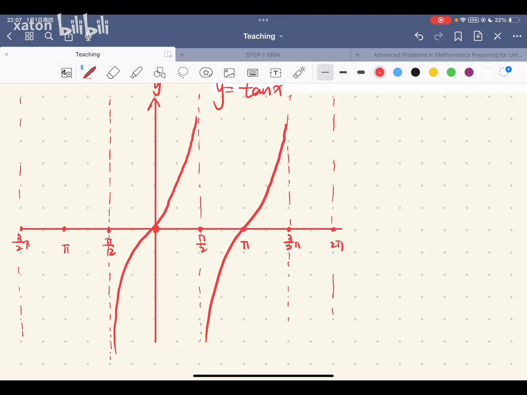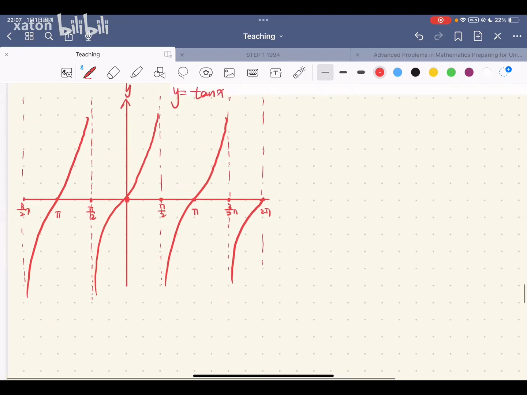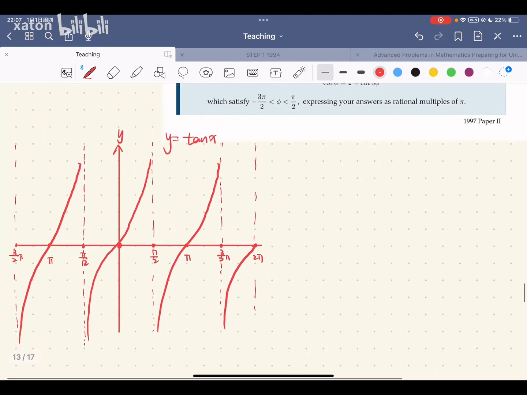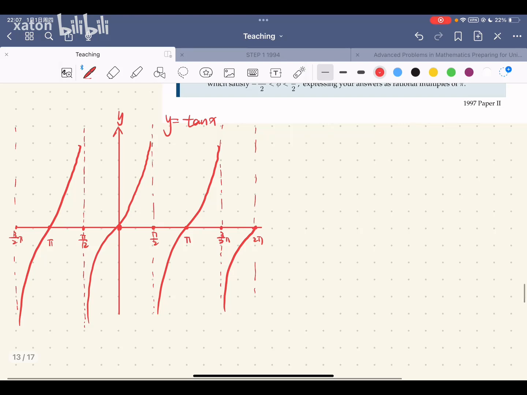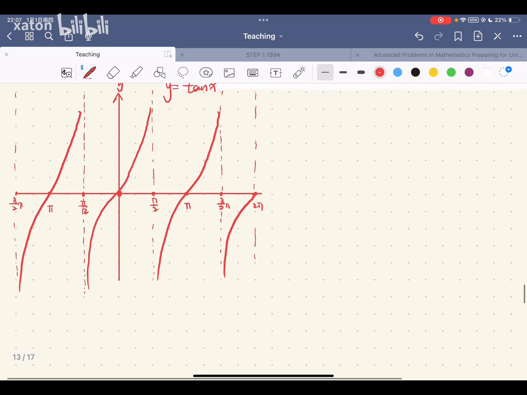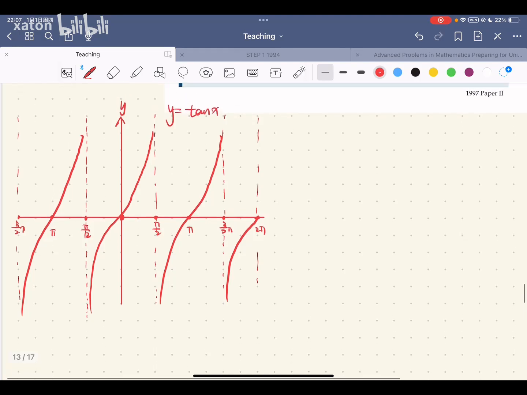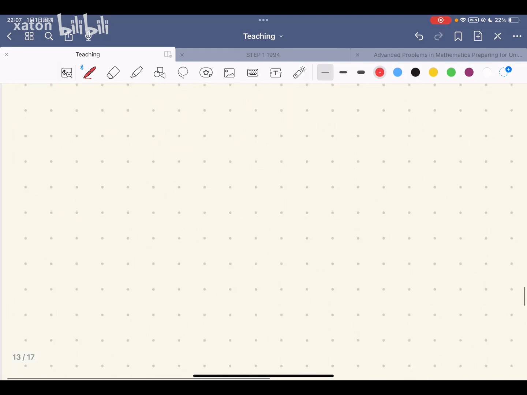Yeah, I mean, this is beautiful. This is what the tangent graph looks like. It's important that you can draw it anytime, anywhere. It should be useful during the exam. Let's recall some properties.